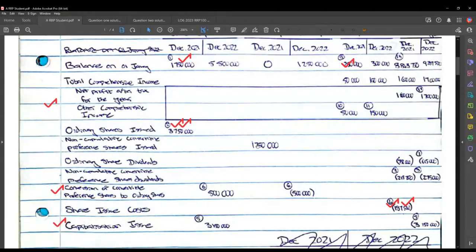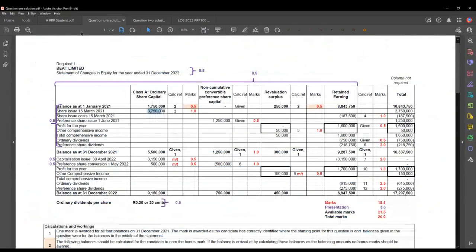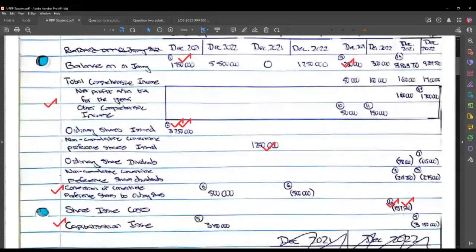And so we weren't given the amount of shares issued. That's not what we were given yet. Instead, we were given the rand amount. And so we see to copy that rand amount, we're going to give that student half a mark, right? Later on, we're going to figure out how many shares we issued.